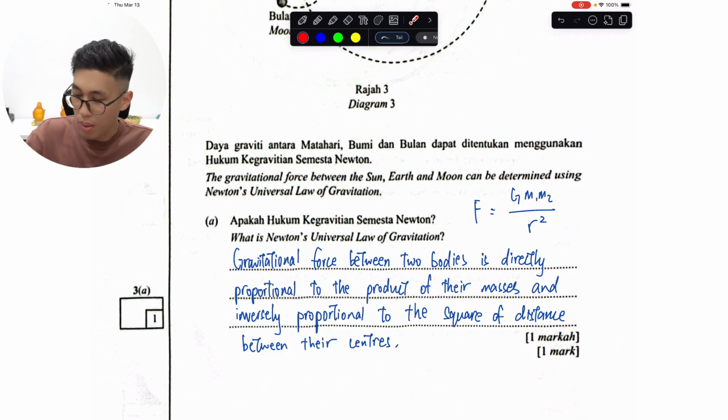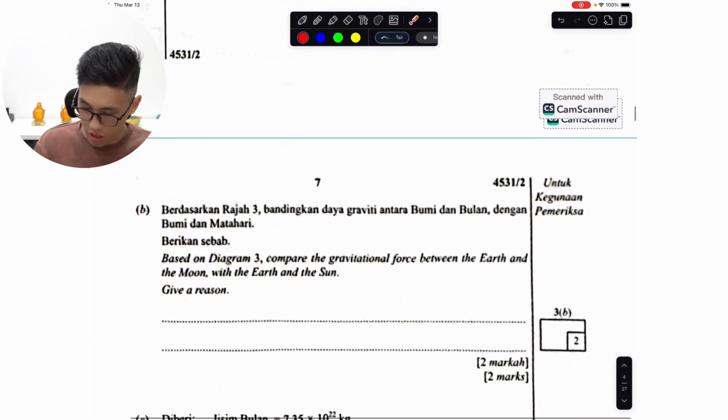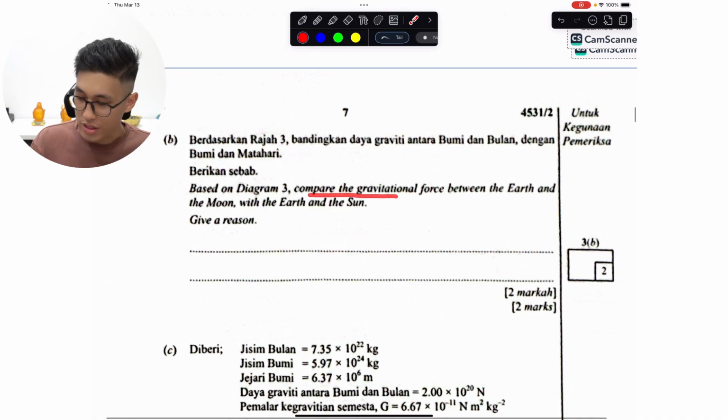Okay, now what about the G? Why we never mention the G? Because the G is a constant. It's known as a gravitational constant and it can never change. So there's no relationship because G will never ever change. Okay, now next question. Based on the diagram 3, compare the gravitational force between Earth and Moon with Earth and Sun.